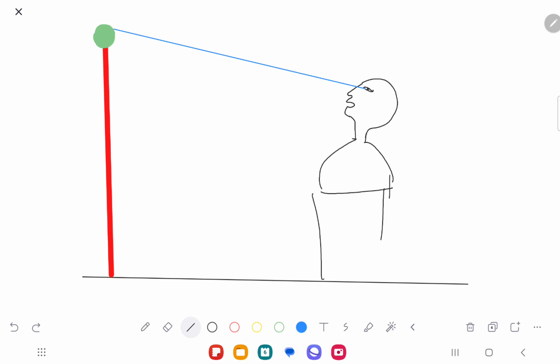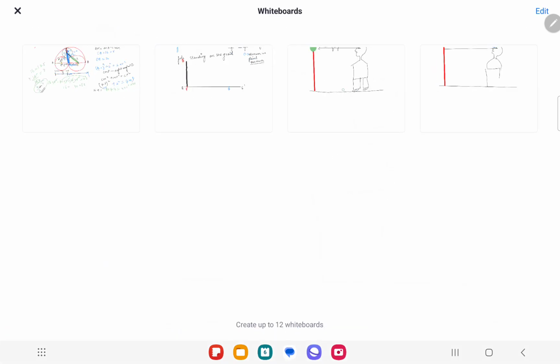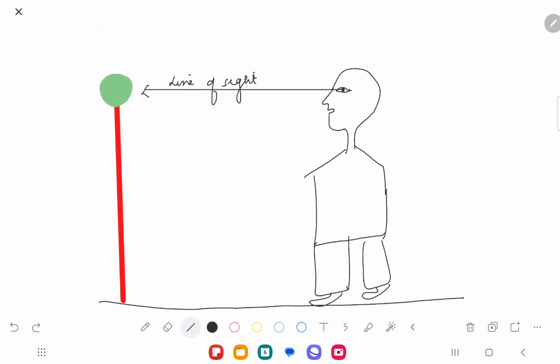Yes or no? So basically, his actual line of sight was what? This was his line of sight. If he was looking straight, he would actually look straight like this. But now he has to bend his head a little bit backwards in order to look at the top like this. So this is his new line of sight. I hope you're understanding. This is his new line of sight.